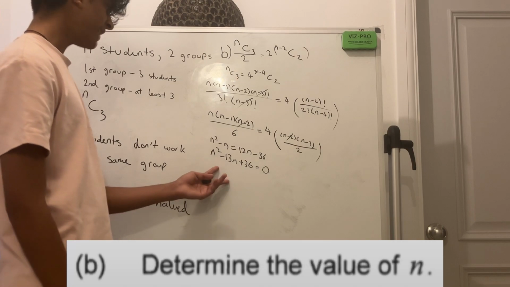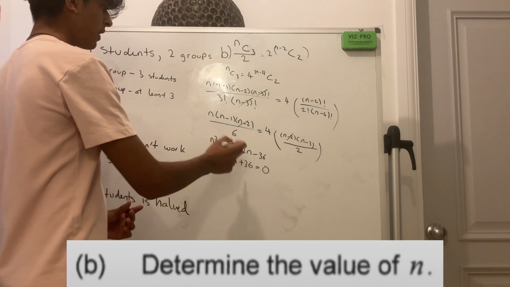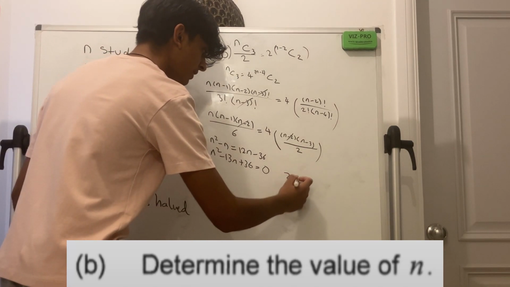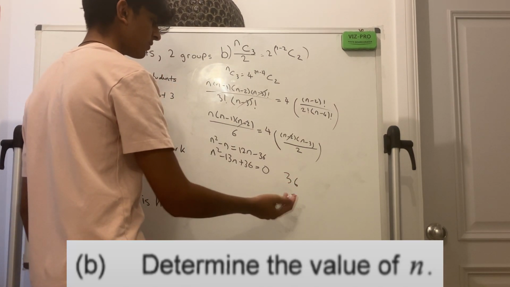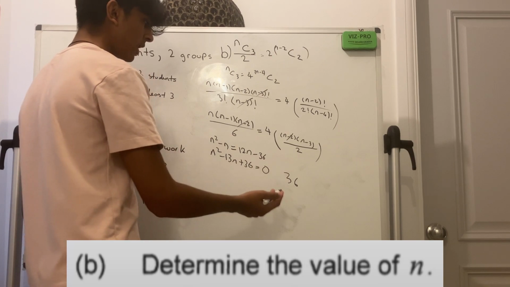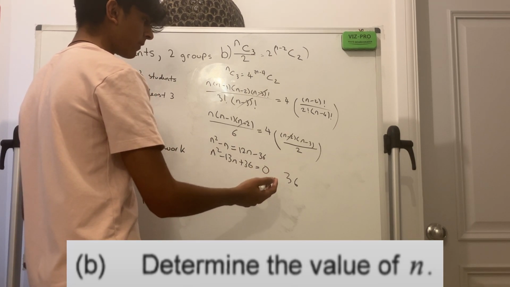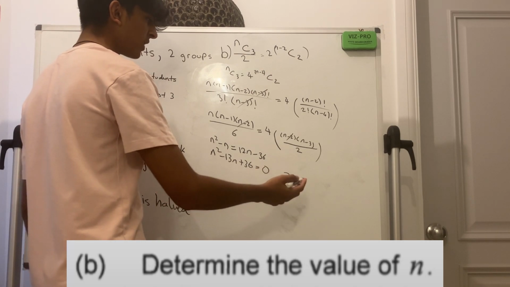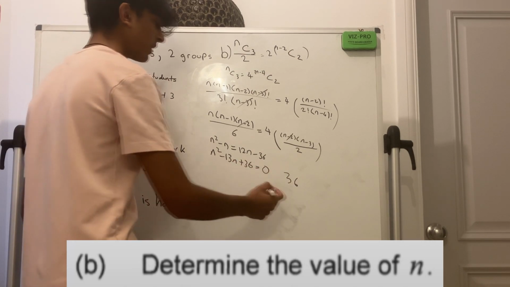So now we want 2 numbers that add together to get minus 13 and multiply to get positive 36. If I write 36 here, we can have 1 and 36, which doesn't work, 2 and 18, which don't, 3 and 12, don't, 4 and 9, 4 plus 9 adds to positive 13. From here the recording cut out, but basically we factor n squared minus 13n plus 36 equals 0 into n minus 4 times n minus 9. We know that n minus 4 cannot be a solution because we have to have 3 people in the first group and at least 3 in the second group. That means we have to have a minimum of 6 people, so therefore the only solution is n equals 9.